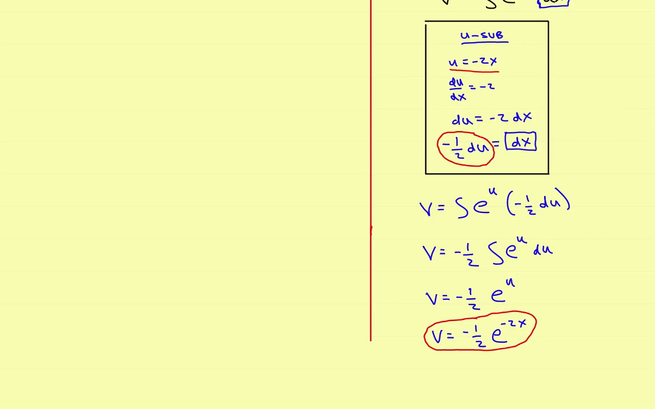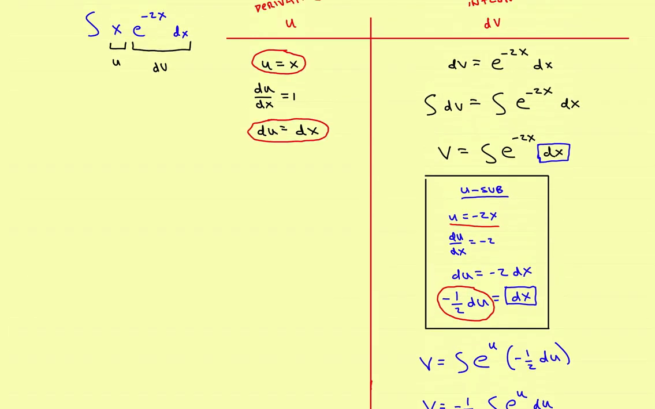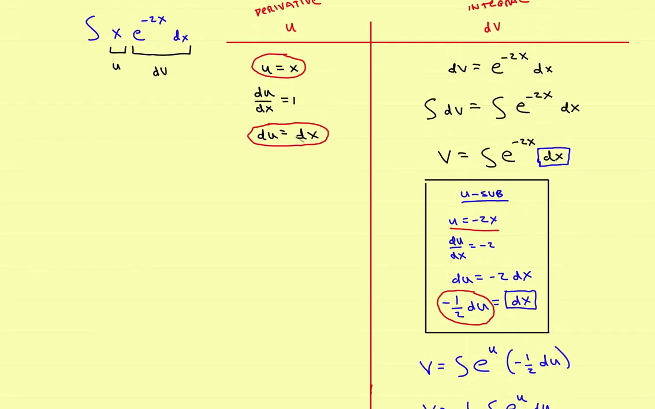Looking back up at the start of the problem, you've got v, and you've also got u and du. So now we'll continue on this side over here. Starting with things that we know, the formula is going to turn into this. It'll be equal to u times v minus the integral of v du.